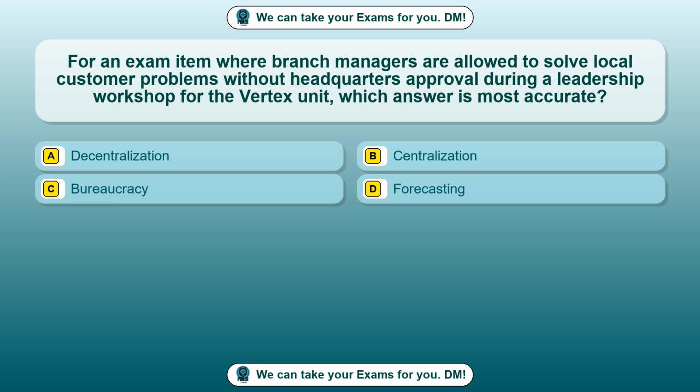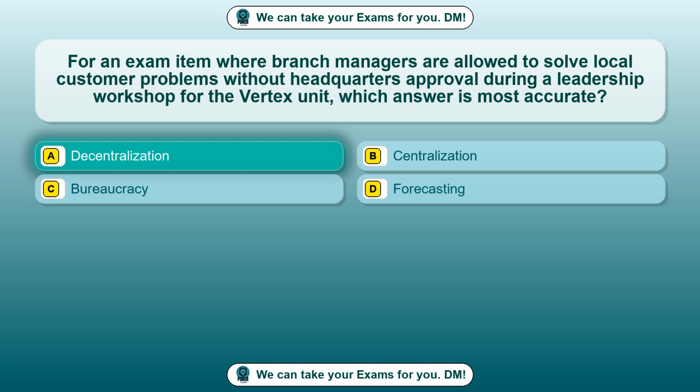Question 82. For an exam item where branch managers are allowed to solve local customer problems without headquarters approval during a leadership workshop for the Vertex unit, which answer is most accurate? Option A, decentralization. Option B, centralization. Option C, bureaucracy. Option D, forecasting. The correct answer is option A, decentralization.